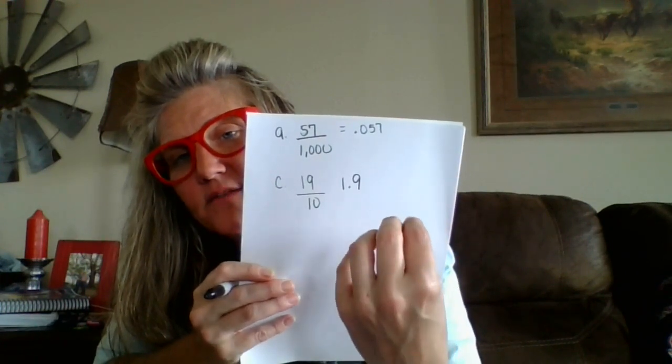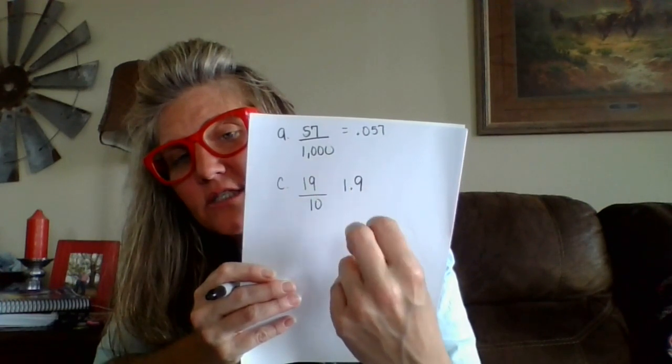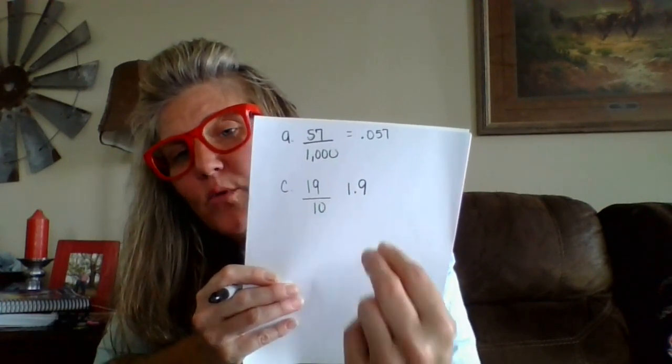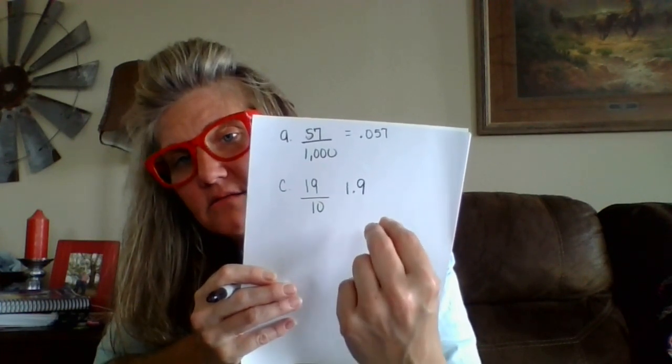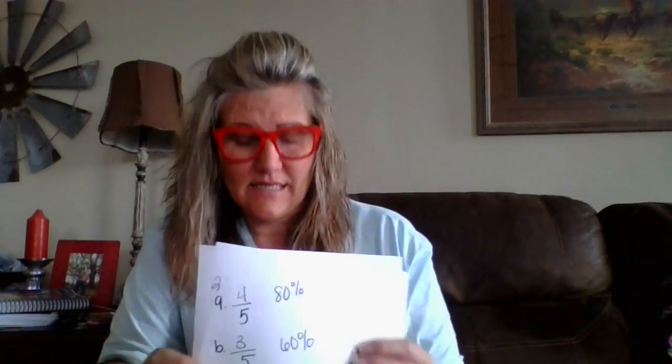If it would have said 57 hundredths, you have 2 numbers because you have 2 zeros because of 100. So it'd be 0.57. Okay, I hope that makes sense. That's an easy way of remembering it, I think.